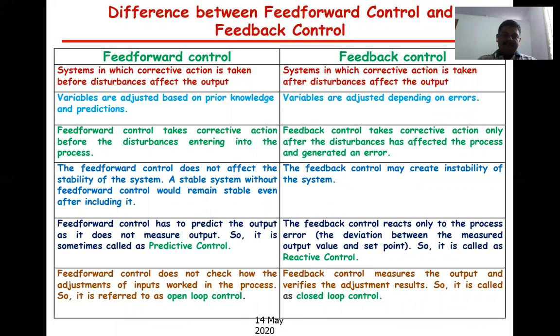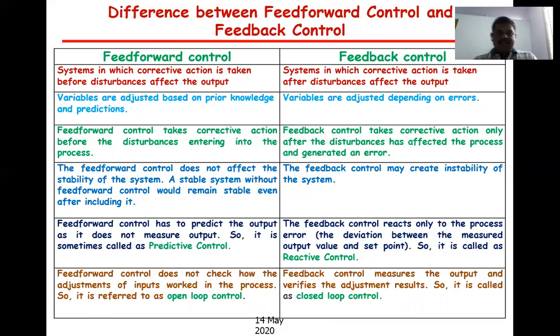In a feed forward system, the corrective action is taken before the disturbance affects the output. But in feedback, only after the disturbance affects the output do you take the control action, because the output is fed back to the input. Variables in feed forward are adjusted based on prior knowledge and prediction. But in feedback, variables are adjusted depending only upon the error, that is, the set point minus the process variable. That feedback signal is compared.